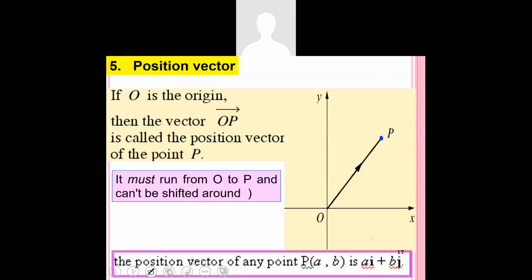Alright, position vector O is the origin. Okay, so ini sudah ulang juga actually. The previous few slides sudah cakap pasal position vector. It must always start from the origin. Okay, so it cannot be shifted around sebab origin ni memang di kosong-kosong sahaja. Okay, so position vector of any point P(a, b) is ai plus bj. So you can imagine if there's a paksi Z, then it should be ai plus bj plus ck.